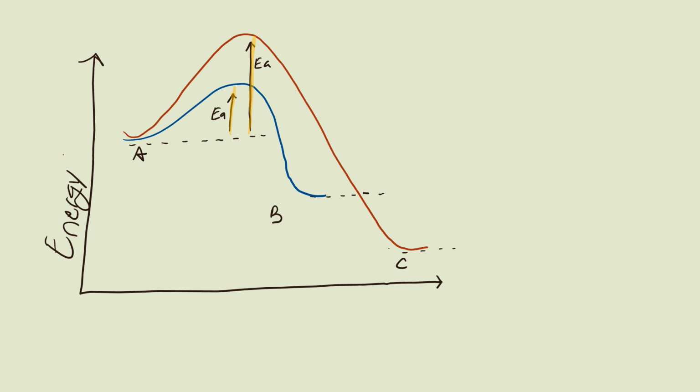Even though the blue line has a product that's easier to form, if you look at point B compared to point C, you can see that the end product is much less stable than the one the red line makes.